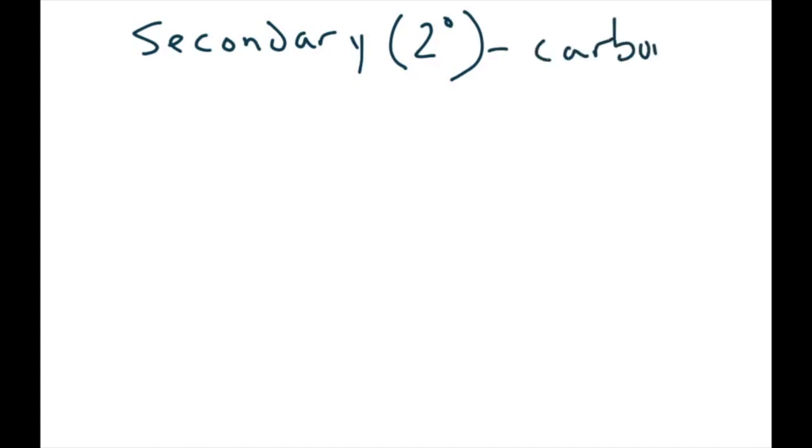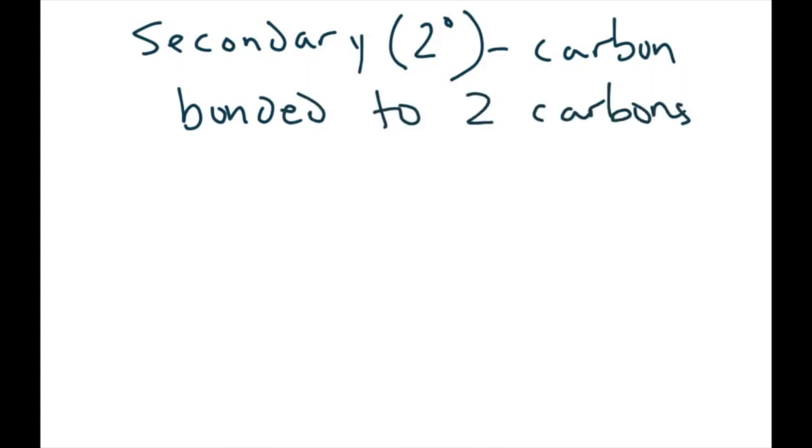All right, so we have secondary. See if I can do this where it doesn't look like a 20 this time. Little degree sign, carbon bonded to 2 carbons. So here, here, and here, each of these carbons is bonded to 2 other carbons. So those carbons are secondary.